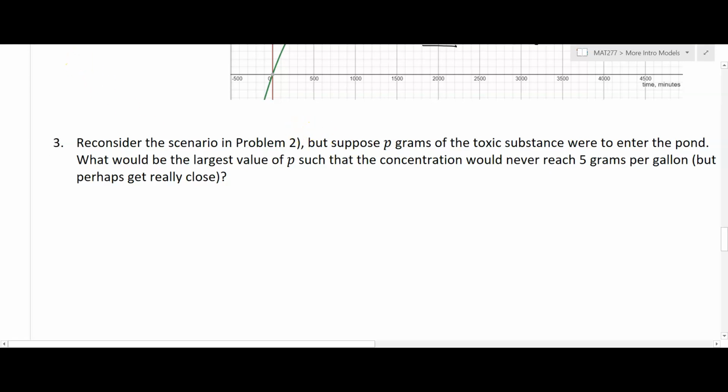So let's look at the simpler analysis first, and then we'll also do the calculus version of the analysis, because sometimes you cannot do the simpler version. So in our tank model, we assumed that there are p grams per gallon coming in, per minute.